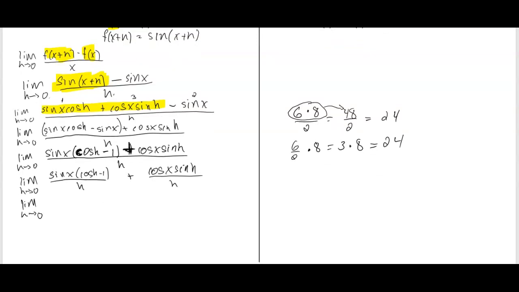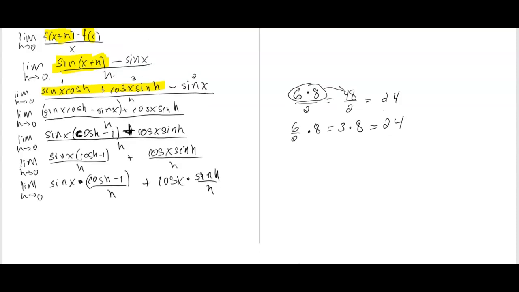So the limit as h goes to 0, what I'm going to do is leave sine of x alone, and I'm going to multiply. And we're just going to do the cosine of h minus 1. Let me rewrite that. That doesn't look good. So this is the cosine of h minus 1, and then that all is what we're going to divide by h. Same over here. Leave the cosine of x alone, and we're going to do times the sine of h over h.